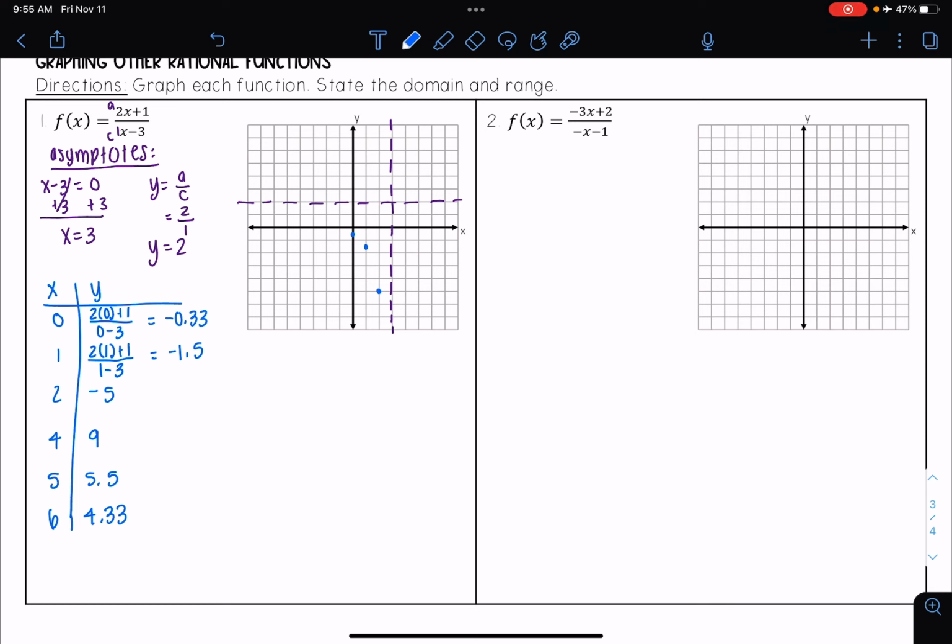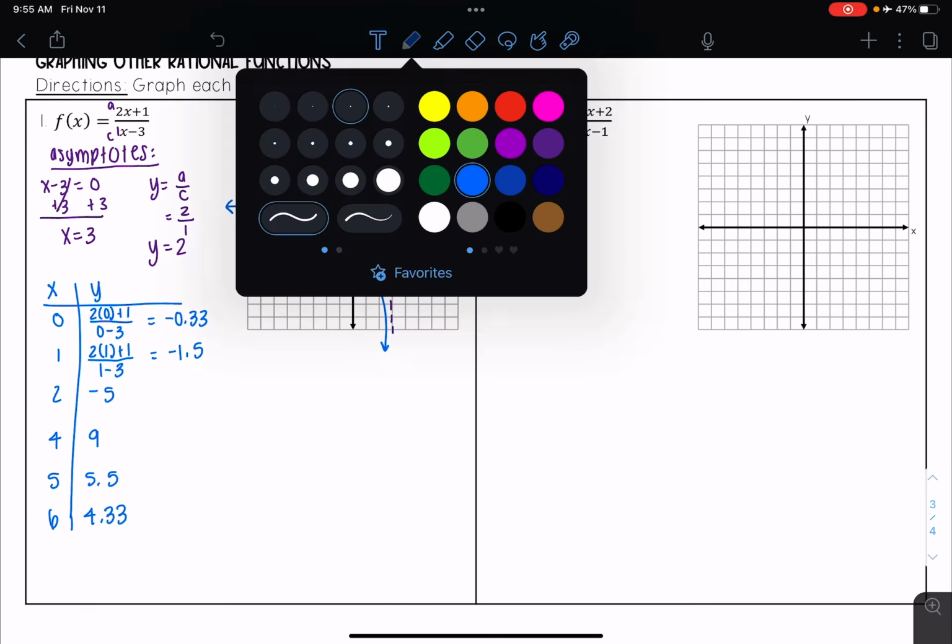And so that's going to be my first branch, so I'm going to follow along my horizontal asymptote here. And then follow along the vertical, and I get that branch. At 4, I'm at 9. And then at 5, I'm at 5.5. And then at 6, I'm at 4.33. So do the same thing here. And so that's the graph of this function.